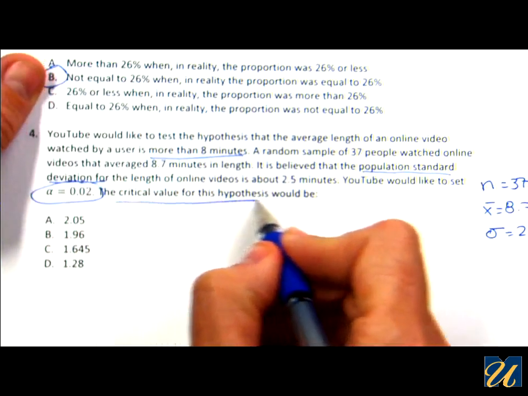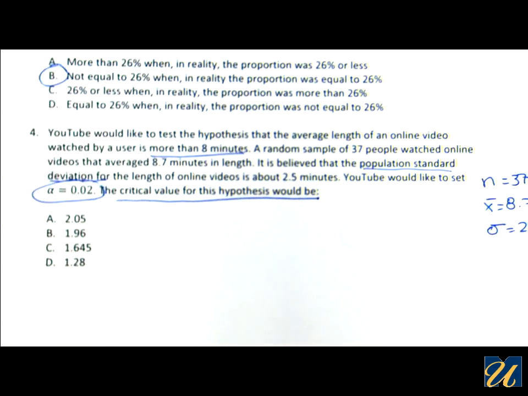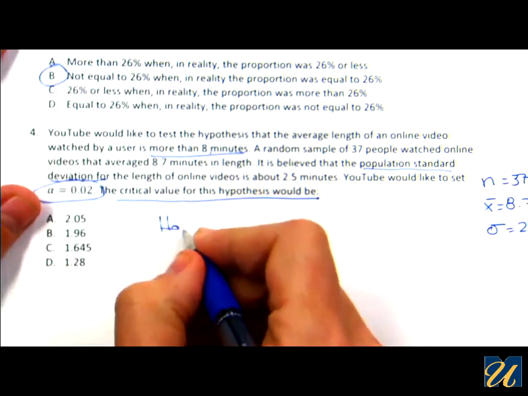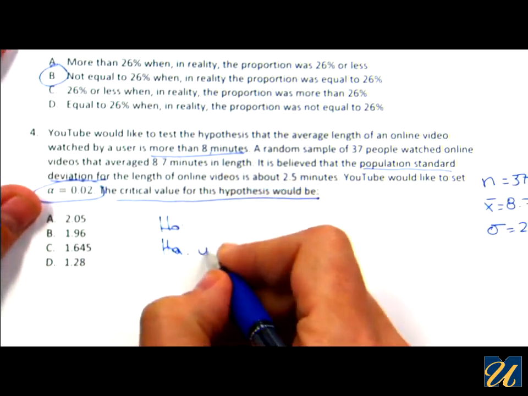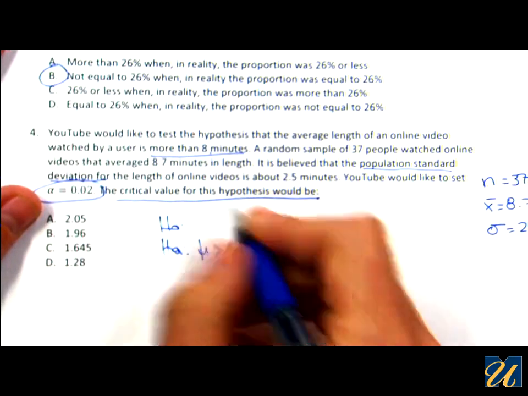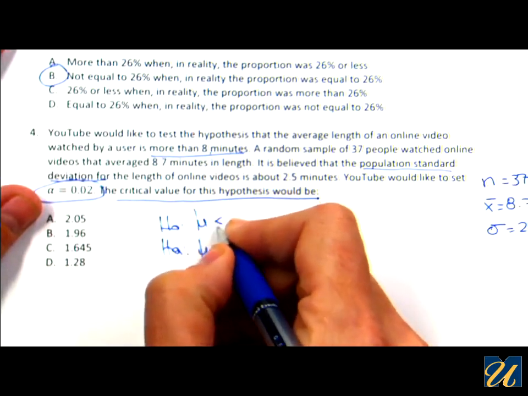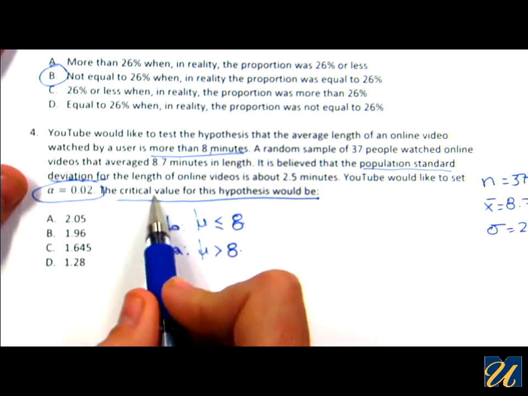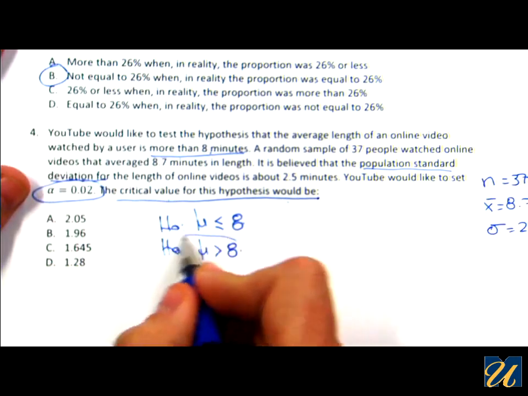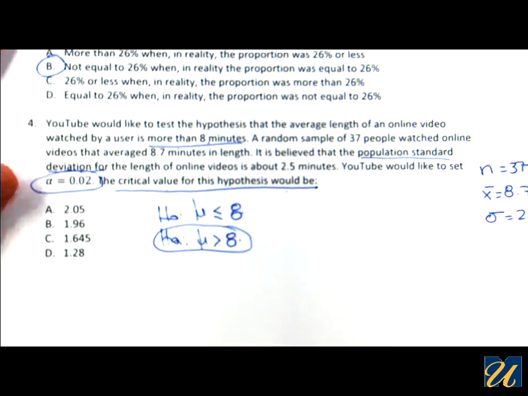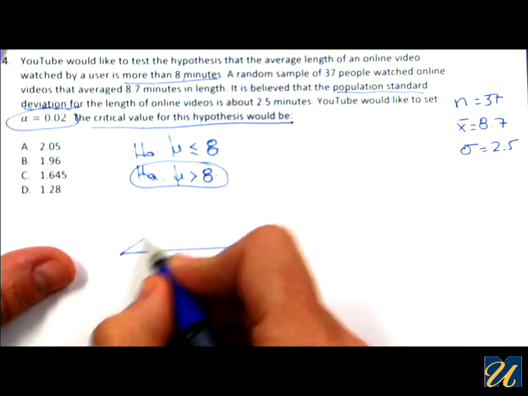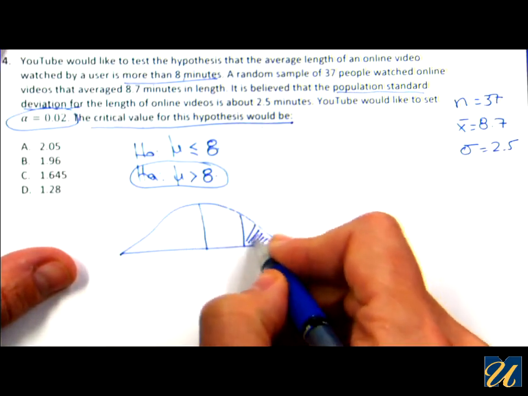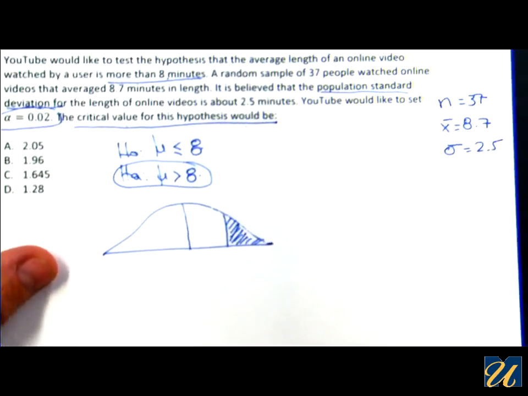The critical value for this hypothesis would be, so let's examine what we have. We have a hypothesis set where mu is greater than 8. Therefore, for H0, mu will be less than or equal to 8. That's step 1. We want to find the critical value for this hypothesis. Since HA has mu greater than, that means I have a one-tail test, and it's going to be right. So automatically you know that your critical value will be positive.